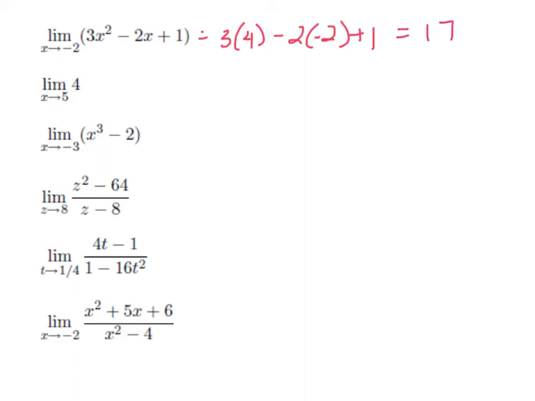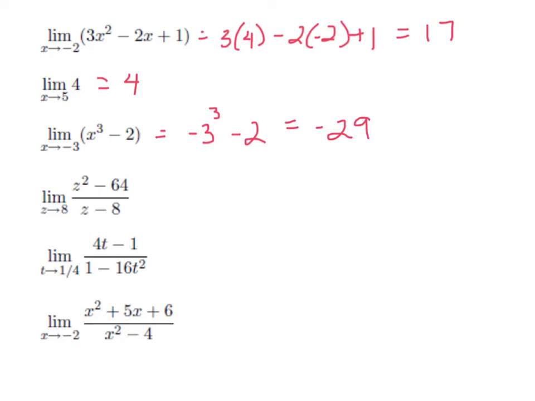The next example says the limit as x approaches 5 of 4. Well, that's just 4. There's nothing to plug in. And remember, this would just be a horizontal line. So it doesn't matter what x value, it's always going to be 4. Next, plugging in -3 here, we've got -3 cubed minus 2, which is -27, minus 2 is -29. Always try and plug it in first. And we call that just substitution.